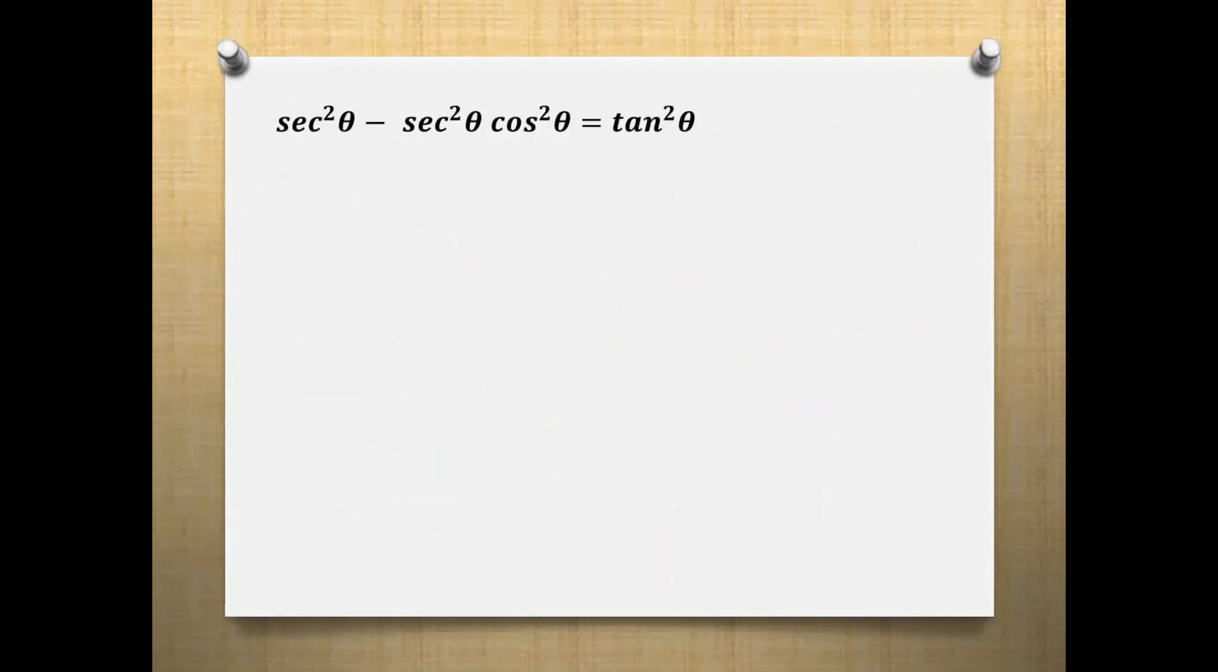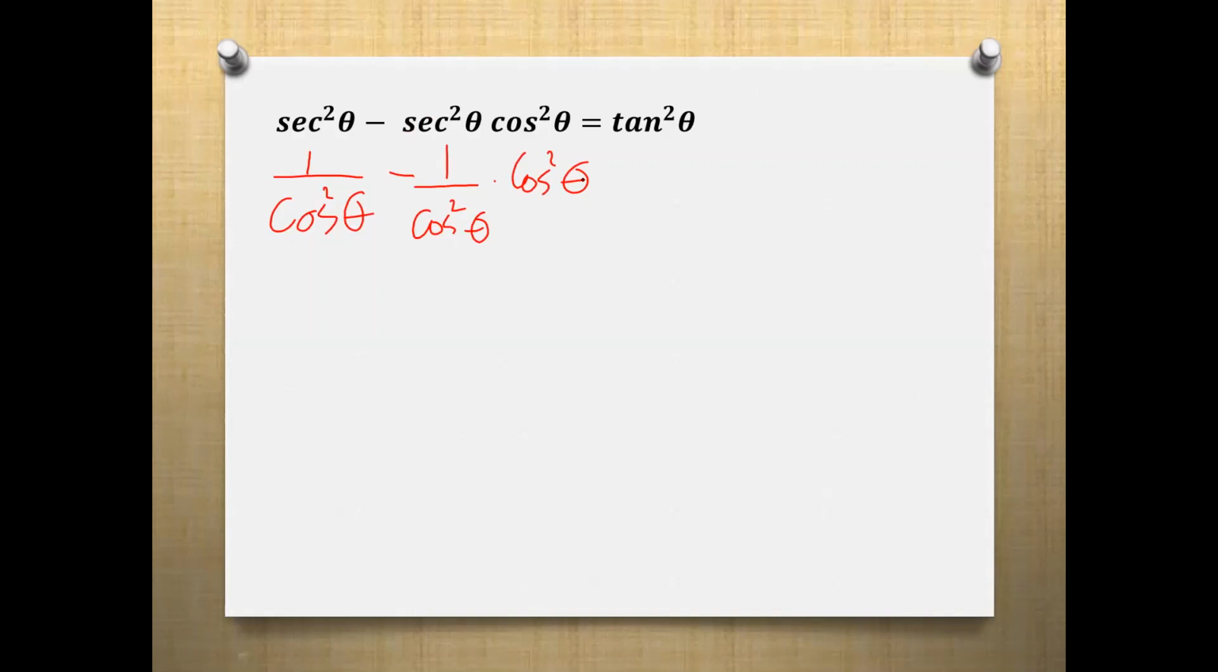Another example now. Secant squared theta minus secant theta cosine squared theta. I have to prove that it is tan squared of theta. If I simplify it, it will be 1 over cosine squared of theta minus 1 over cosine squared of theta times cosine squared of theta.